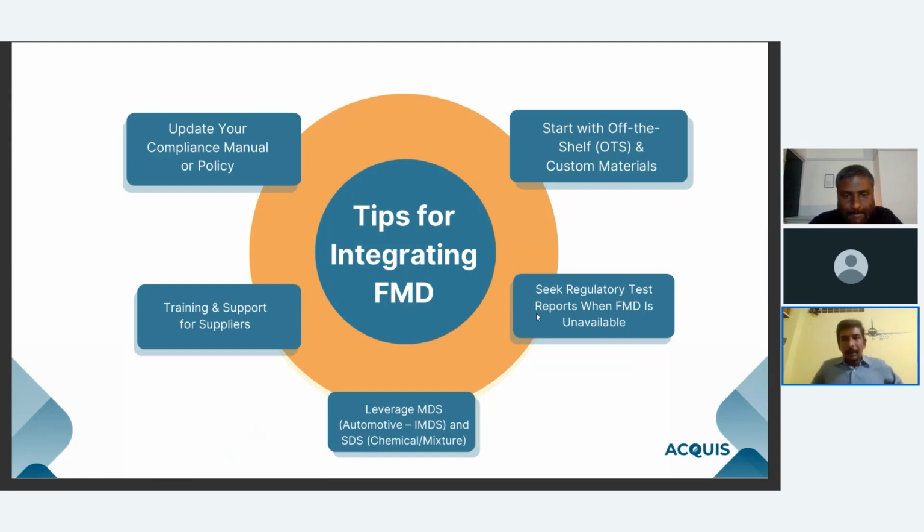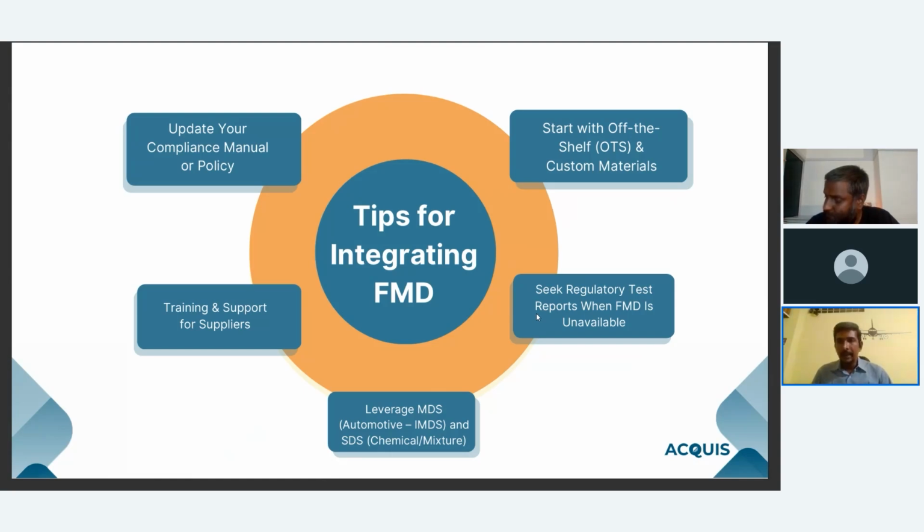Now say you have decided or are already doing full material disclosure data sourcing from your suppliers. I wanted to provide you some tips on how to go about it. First of all, where do you start, right? Start with the low-hanging fruits. As I said, most of the off-the-shelf suppliers like Murata, Infineon, Texas Instruments, or Vishay, a lot of them do provide full material disclosure data, right?